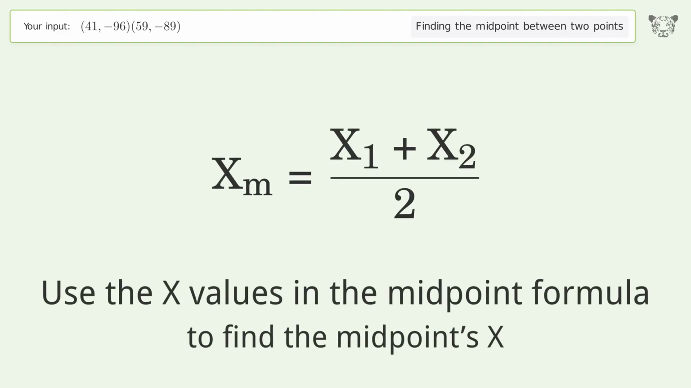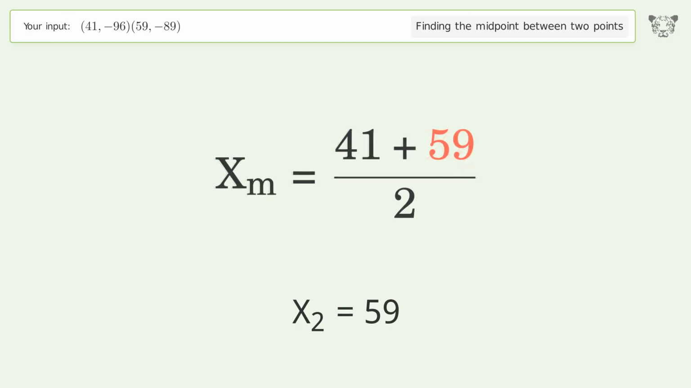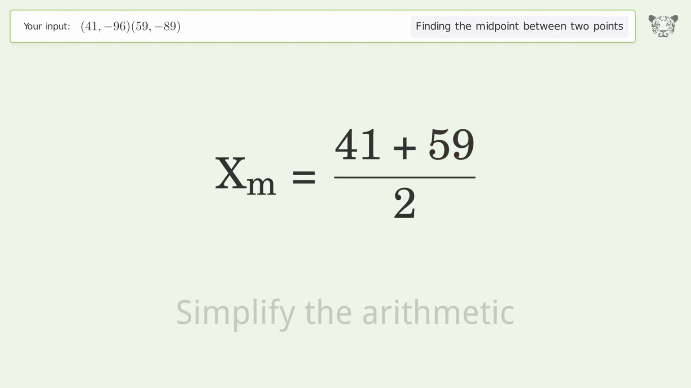Use the x values in the midpoint formula to find the midpoint's x. x1 equals 41. x2 equals 59. Simplify the arithmetic.